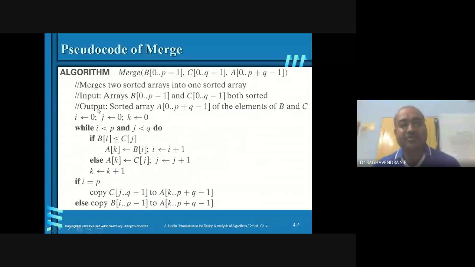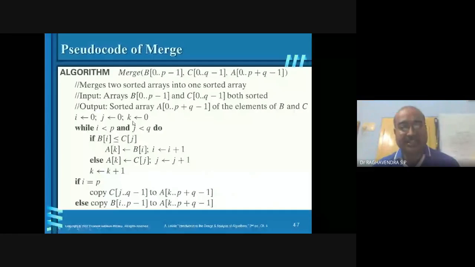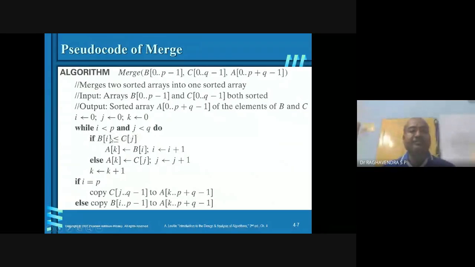So we have indexes I, J, and K. While I is less than P and J is less than or equal to Q: if the element B of I is less than C of J, then you first store the B element into position K. Otherwise, you store the C element into the array. You increment the indexes K, I and J. Then if I is equal to P, meaning you have reached the end of the array, then copy the entire unprocessed elements into A as they are. So this is the merge process.